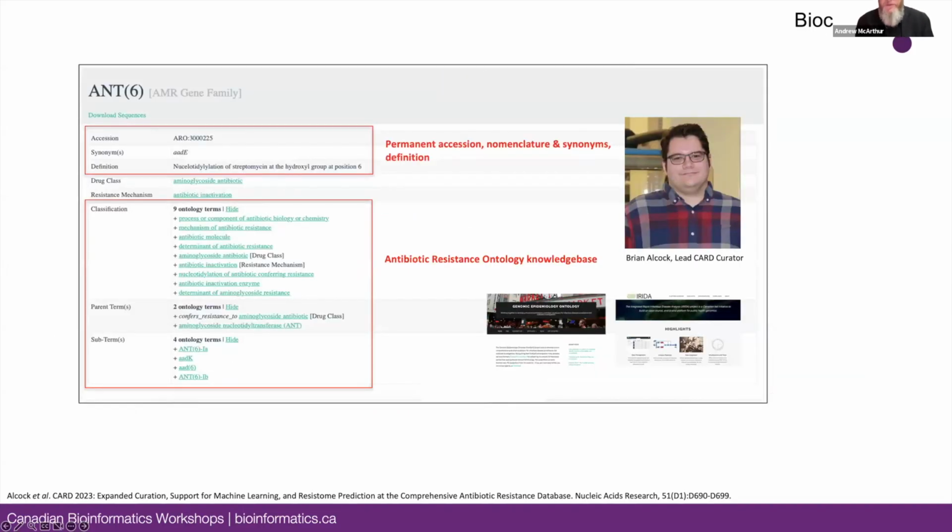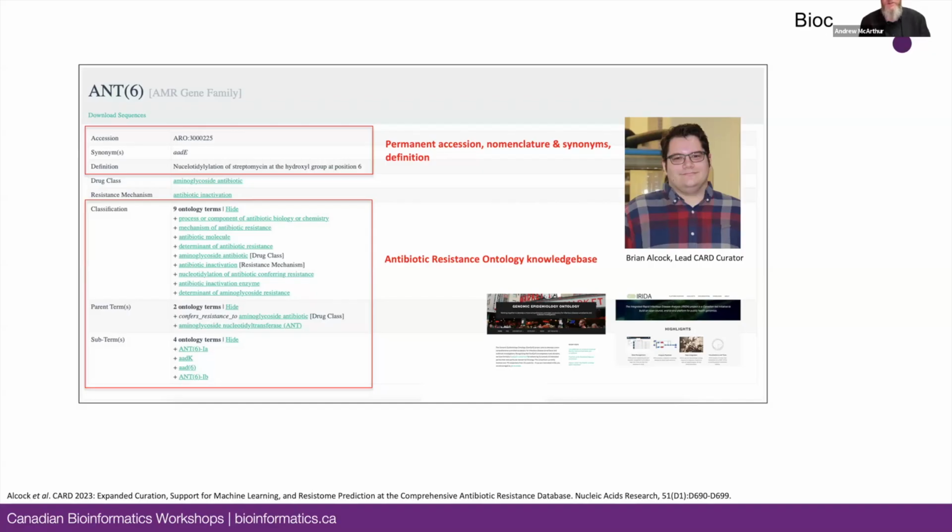Okay, so from the data science point, CARD has a knowledge base. This is Brian, the lead curator. We use ontologies. You've heard a little bit about ontologies and data standardization. This is the ANT6 aminoglycoside resistance gene family. This terminology always has a unique accession, a definition and any synonyms. Then the knowledge base tells you what genes are within it, in which case there are 4, but also what family, what resistance, what drug classes, what mechanisms. This computational graph of knowledge allows us to do really interesting bioinformatics and to analyze your samples, for example. So this is a data harmonization and standards effort.